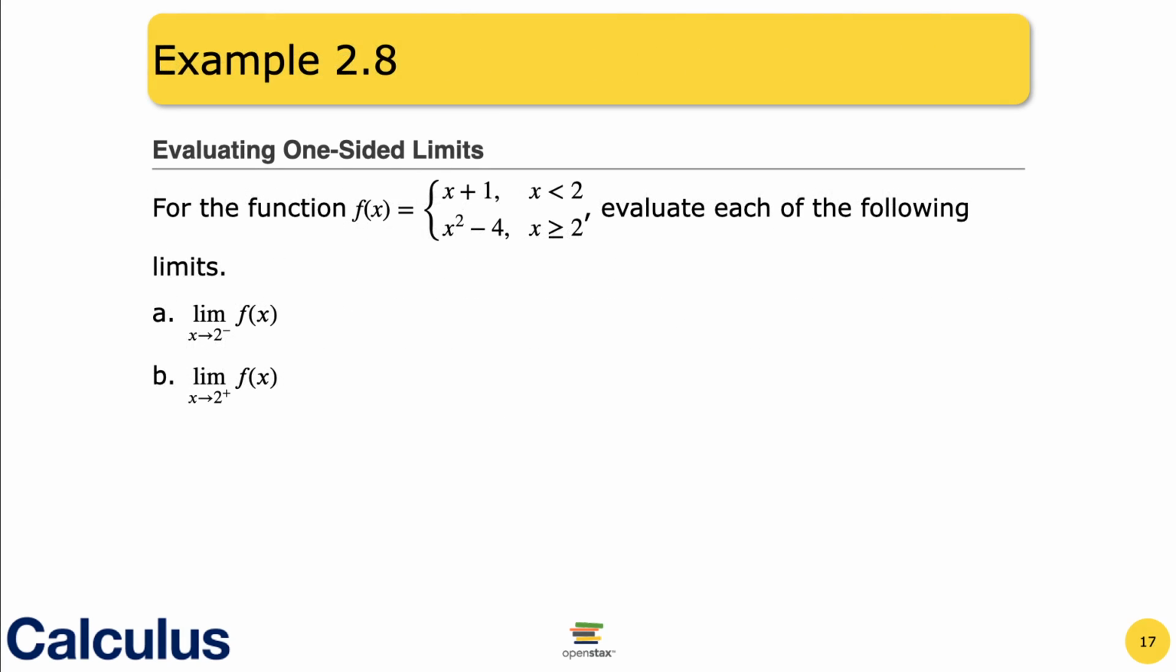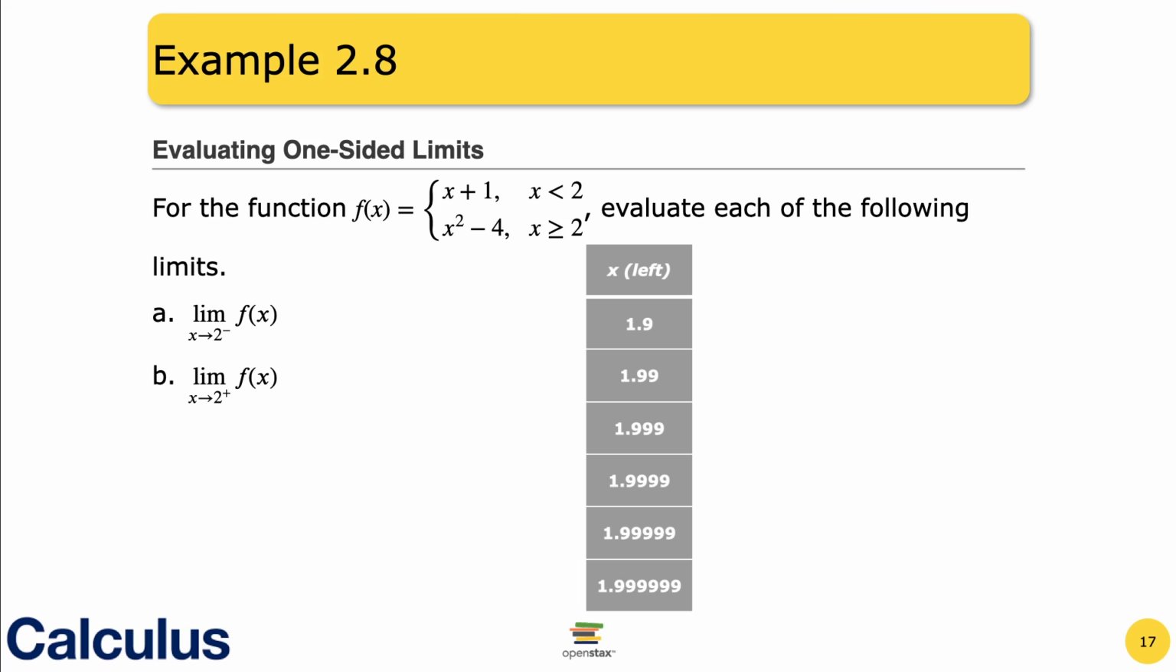Example 2.8. For the function f of x equals x plus 1 when x is less than 2, and x squared minus 4 when x is greater than or equal to 2, evaluate each of the following limits. A, the limit as x approaches 2 from the left of f of x, and B, the limit as x approaches 2 from the right of f of x. Again, we'll utilize a table.